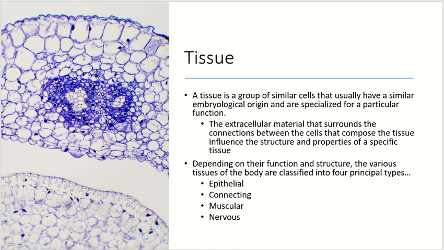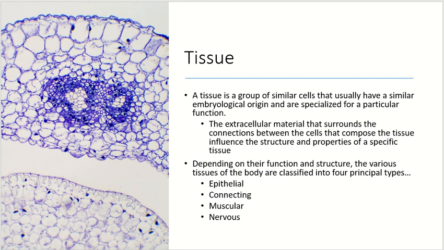So the extracellular matrix that surrounds the connections between the cells, and that composes those tissues, is also going to influence the structure as well as the properties of a specific tissue. So it's not only the cells that make up the tissue that influence the structure and the function of that tissue, but also the extracellular connective material around those cells.